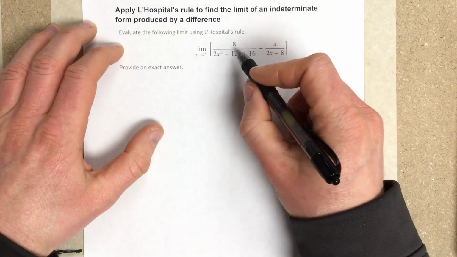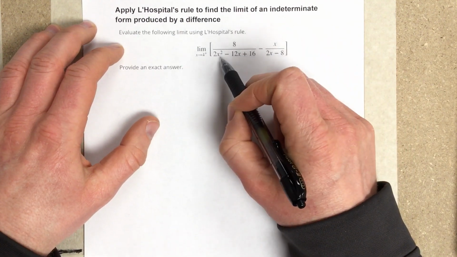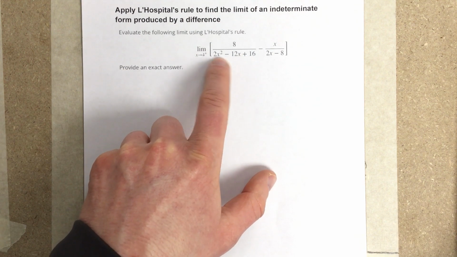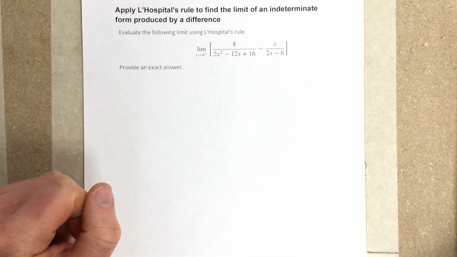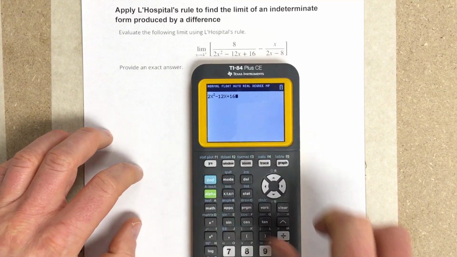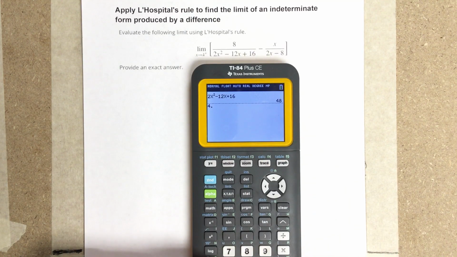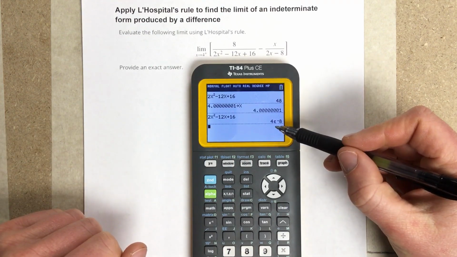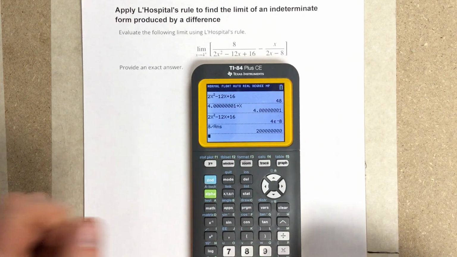The reason that occurs is because they're approaching 4 from the right. If I were to plug something like 4.0001 into this bottom function here, I get something very small. So I'm going to just prove that. We're going to plug that in, 2x squared minus 12x plus 16. I'm going to plug in something like 4.000001, store it as x, and grab that equation. I get a really small number.